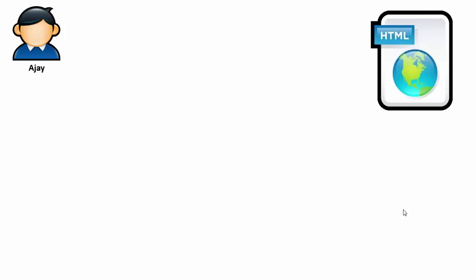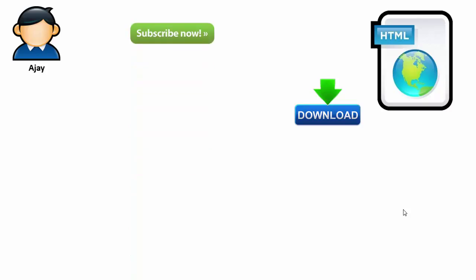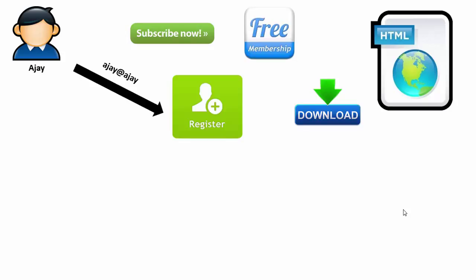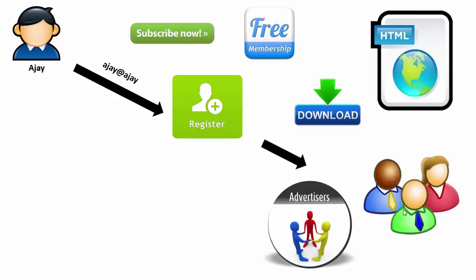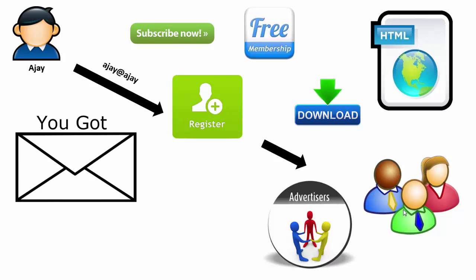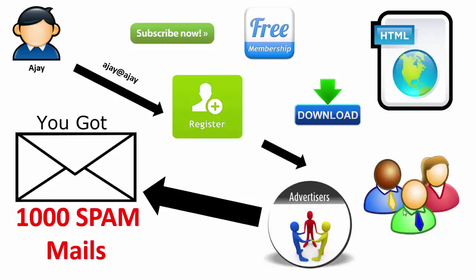Let's see another example. Ajay wants to access some website content for his study, or he wants to download something from the internet, but he is required to subscribe first or get a free membership to access that content. So Ajay thinks, okay, I'll just use my mail ID to subscribe or register on that website. But what happens? The free content provider shares this mail ID with advertisers, and then those advertisers send spam mails to Ajay. That's how spam mail and junk mail services work. Remember guys, there is nothing free in this world. It's a matter of how you are going to repay them.